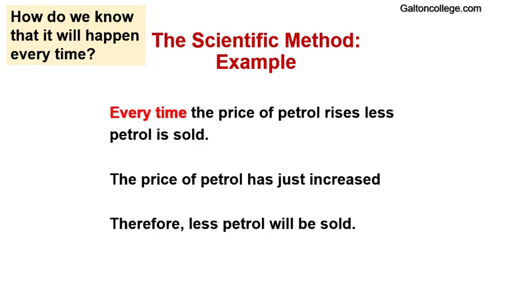So again, we've got a problem. How do we know? We can't tell the future. We can't say every time it'll definitely happen next week. We don't know what's going to happen next week. So saying it's going to happen every time, that's a big statement. But we could attempt to get there through something called the inductive method, or induction.